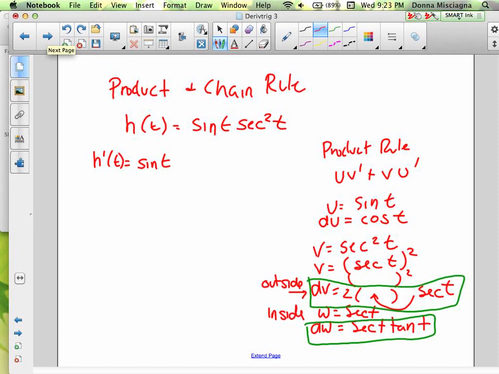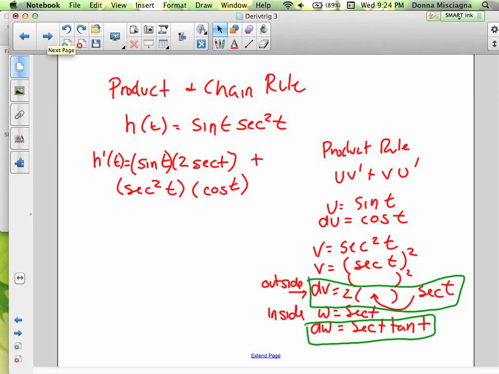All right, so we need the outside, which is 2 secant t. And we're just multiplying these things. I'm just going to put parentheses around to show we're multiplying. I'm taking the secant of 2 secant t. And then we have plus, I'll just write below, the second, which is the secant squared t, times the derivative of the first, which is cosine t. All right, so now any coefficients need to go in front. There's just one, there's the 2.